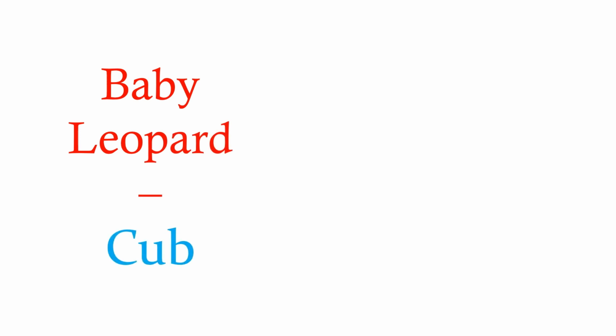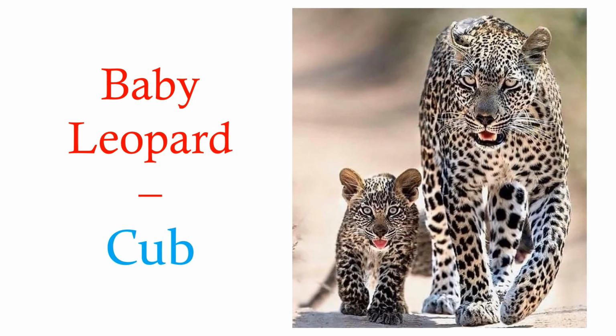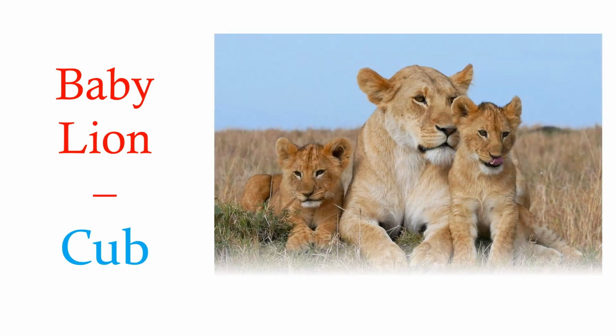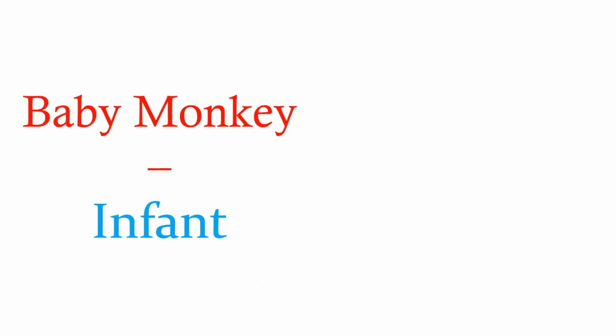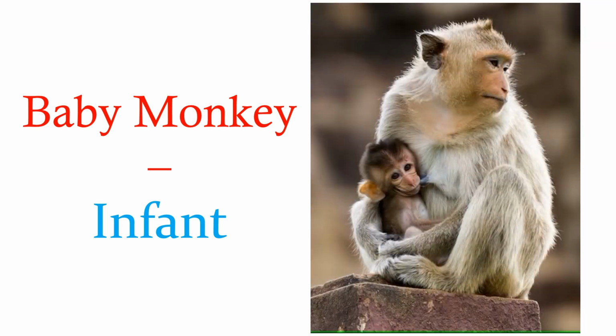Baby of leopard is cub. Baby of lion is cub. Baby of mole is pup. Baby of monkey is infant. Baby moose is calf.